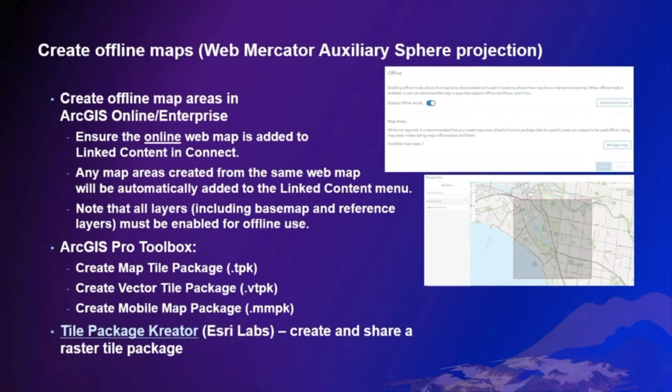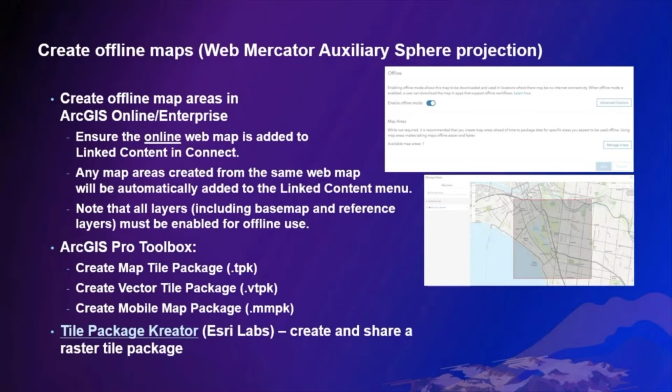The first step in using offline maps in Survey123 is creating the offline map. One way to do this is by creating an offline map area in ArcGIS Online or ArcGIS Enterprise. If you make an offline map area using this method, the online version of the web map must be linked in the Linked Content tab in Connect. And then any offline areas created with that map will automatically be added to the Linked Content menu.